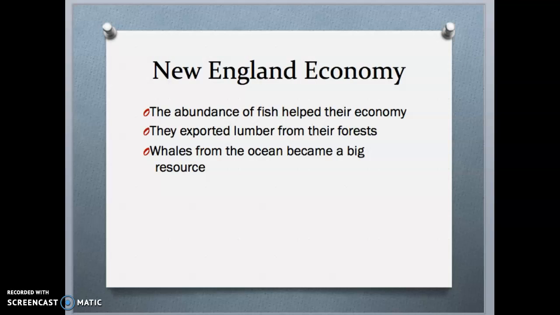Okay, so here's what I did. I broke it out into 3 subtopics. The abundance of fish helped their economy. They exported lumber from their forests, and whales from the ocean became a big resource. So these are kind of my starter subtopics, but really I broke it into fish, lumber, and whales. I don't know if that's the same thought that you had, but all of those feel like an equal size of something I can talk about, and I can make a paragraph about each one, and they all support my big idea that the resources of the area helped create the New England economy.